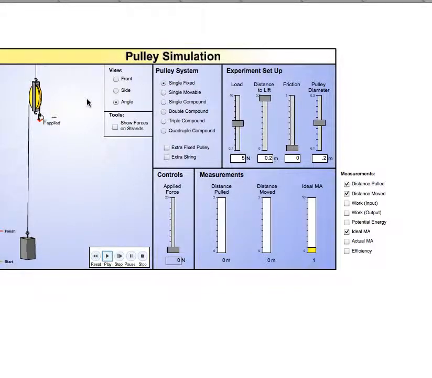Okay, so this is the best place that you're going to get your info about these pulleys. So work through this, gather your data, and tomorrow we'll be doing the lever lab and then working on this pulley system a little bit more.